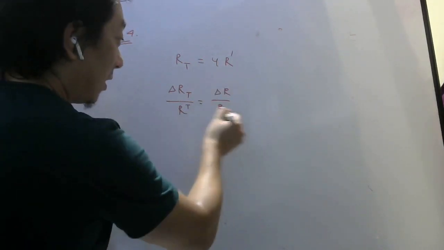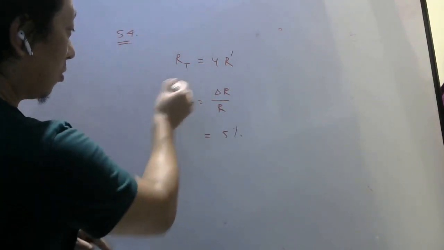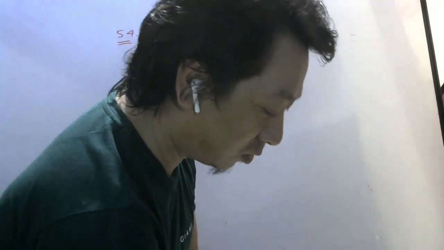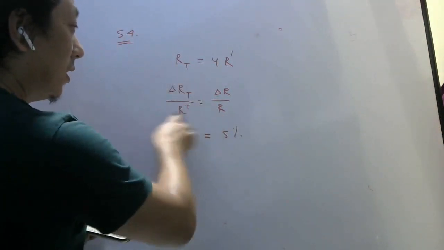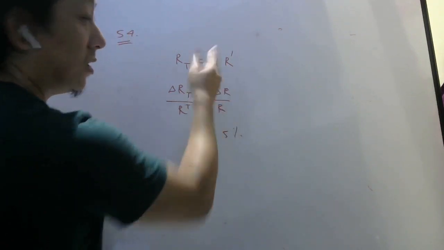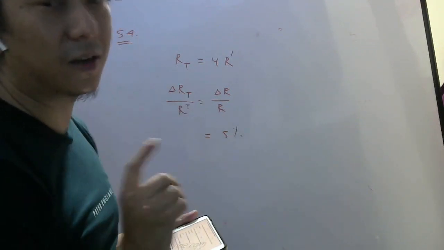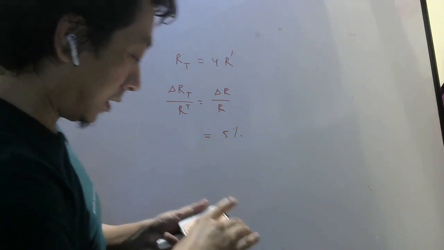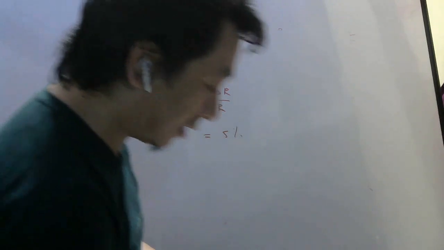So percentage error in each resistance is given as 5%. So percentage error in combination also will be 5%. So percentage error will be same for both of them, whether it is individual resistance or total combined resistance. Percentage error will be same, because this 4 is just a constant that will not come when you write the formula for relative error. Only the power comes. Okay, 55 we have to do later only. 56, let us see now.